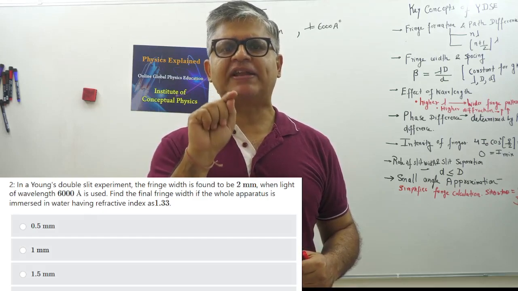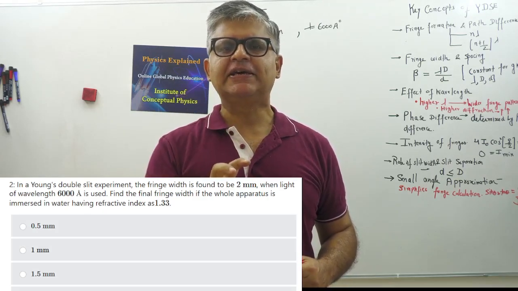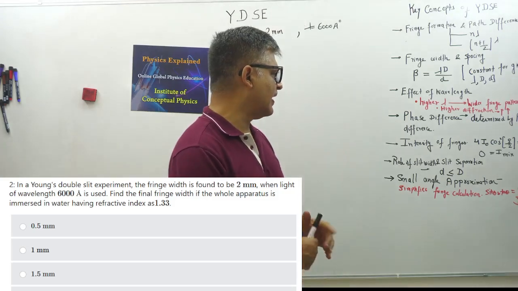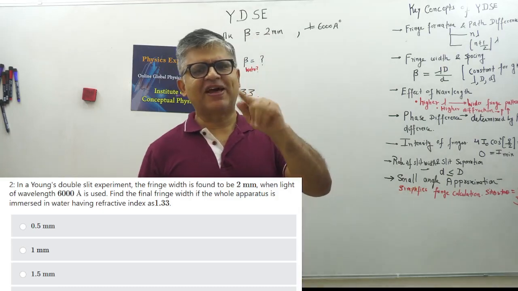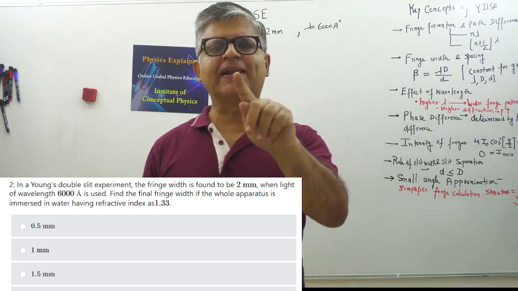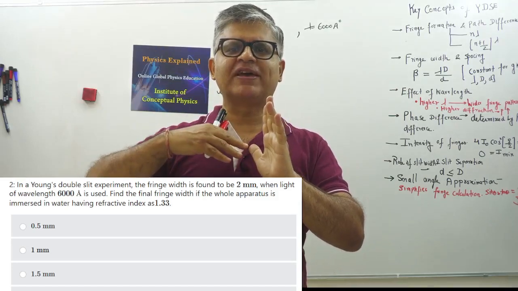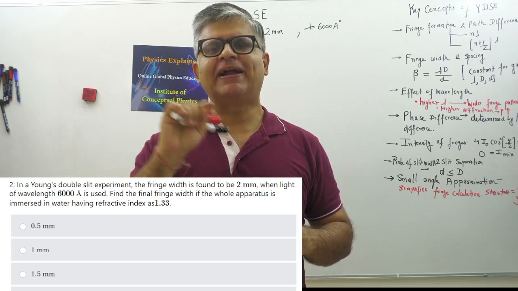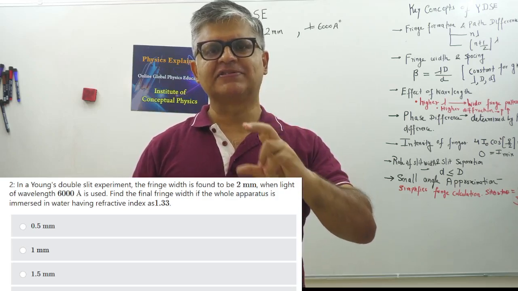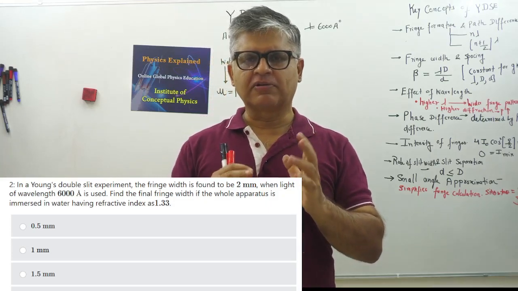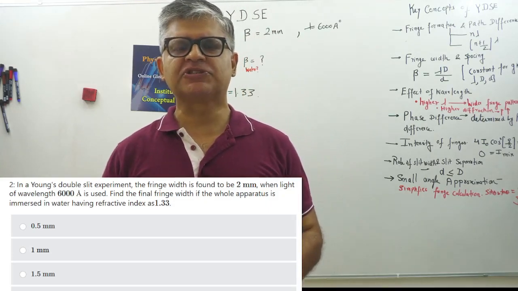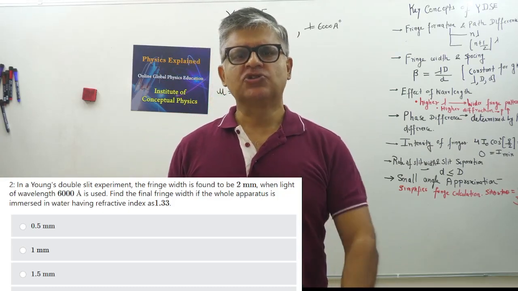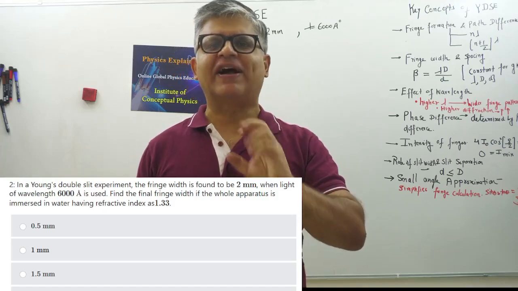Because when d is very small as compared to capital D, the small angle approximation can be applied, which I've written in the last. If you do the calculation of S2P minus S1P, the path difference of the waves traveling from the first slit and the second slit, it comes out to be yD by D. That path difference is calculated using a small angle approximation, which is possible when small d is very small as compared to capital D. So much for your quick revision of YDSE.